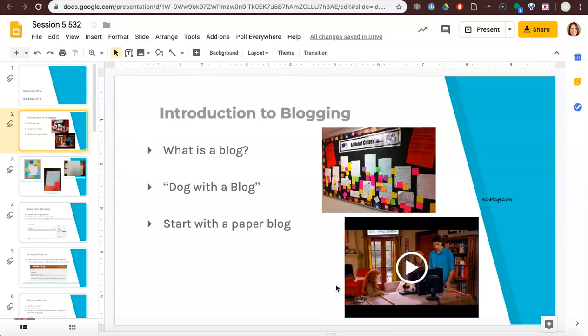It may be a little bit of a slower format in a way, but it's one they're perhaps more accustomed to, which is writing with a paper and pencil. So I start with a paper blog. You can see there's an example of a paper blog right here. So students wrote paragraphs on loose leaf paper, and then their peers read those and stuck Post-it notes on there to comment.